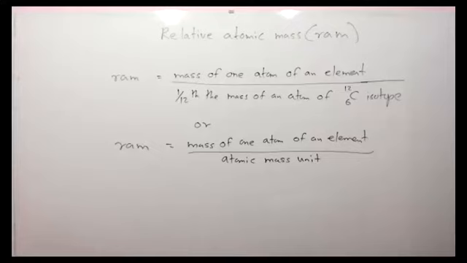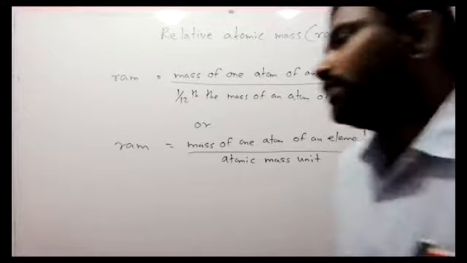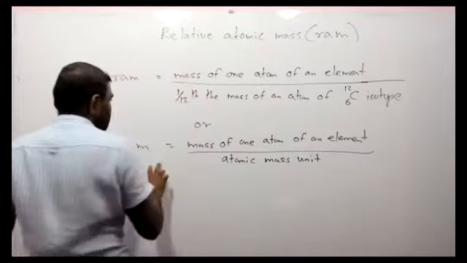The ratio between the mass of one atom of an element and 1/12 the mass of an atom of carbon-12 isotope is defined as relative atomic mass. Then you write down these two equations.